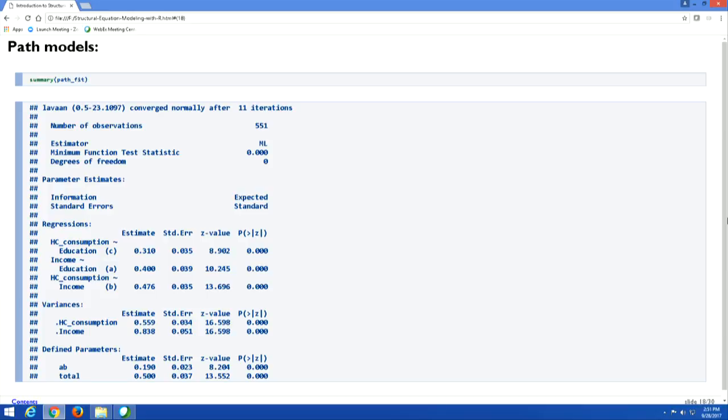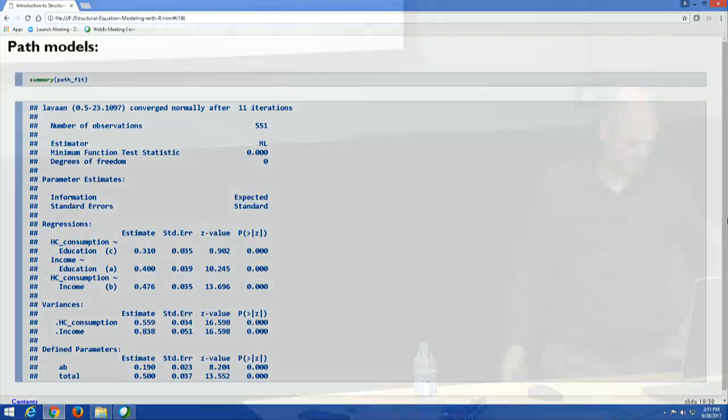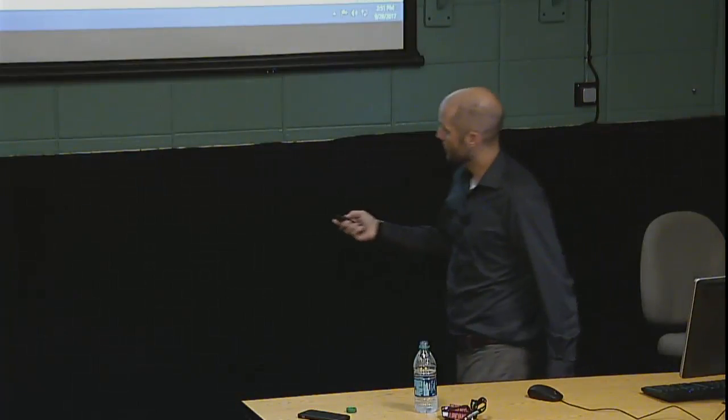So if you remember from the correlation matrix, the correlation between education and healthcare consumption was 0.5 in the correlation matrix. So we reproduced that. That's the total effect that we estimated. But the indirect effect is 0.19. So of that total effect, there seems to be, and the z-value is 8, and the p-value is well below 0.05. So these are significant results.